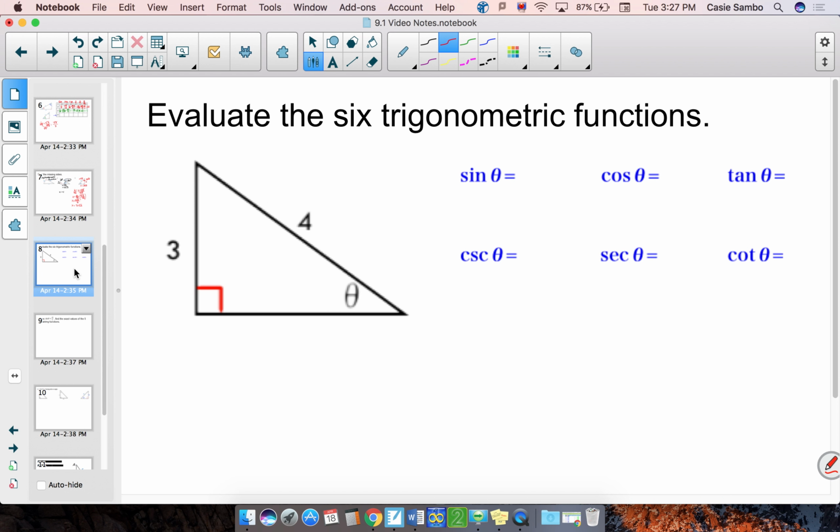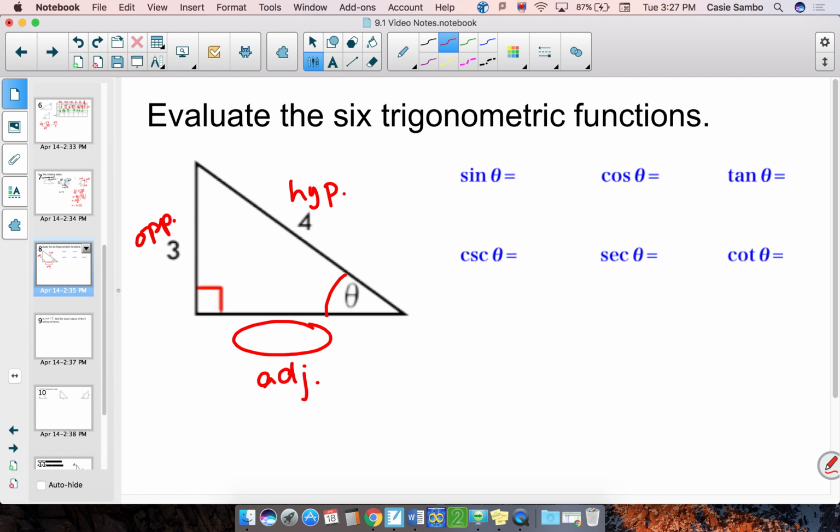We have our 6 trigonometric functions. Again, this is going to be very similar to that table that we filled in. Just a couple of things to remember. We're talking about from this angle, so this 3 is our opposite side. This 4, of course, is the longest, so it's our hypotenuse. And then you have to figure out what this adjacent side is using your Pythagorean theorem.